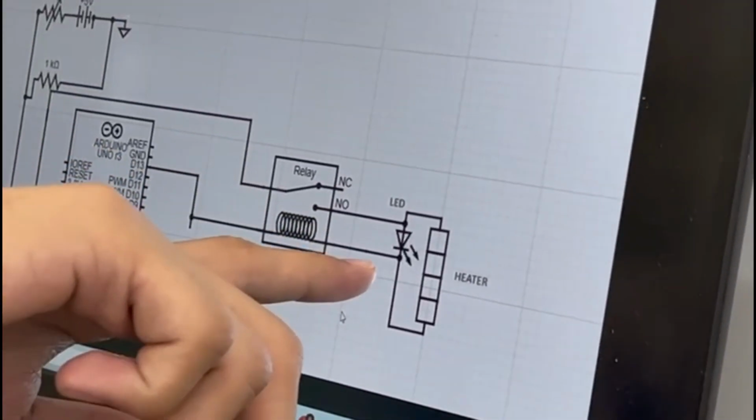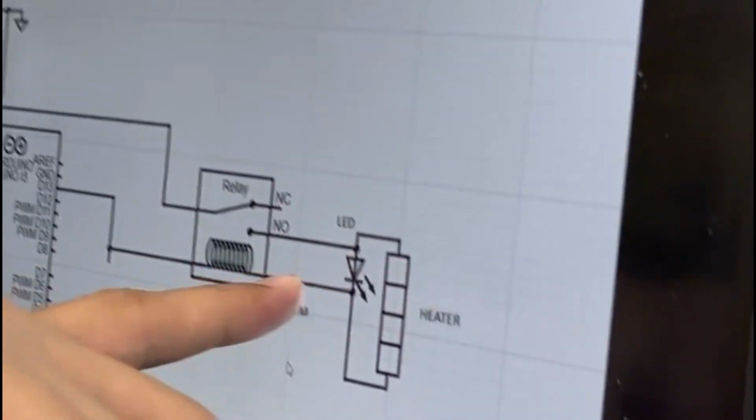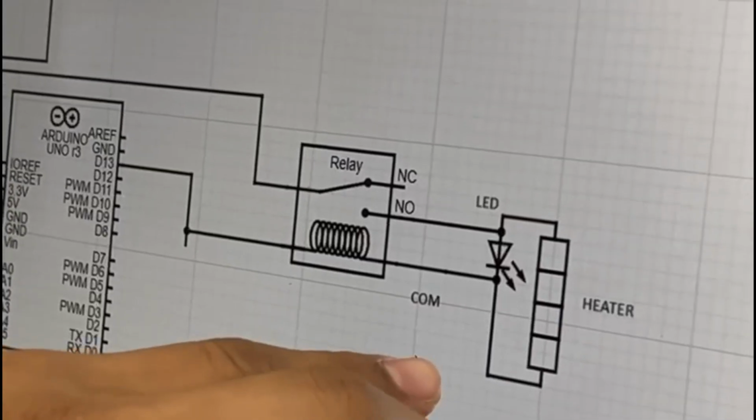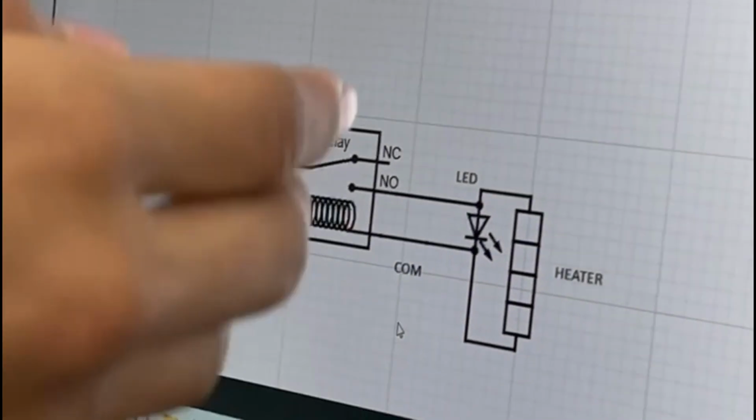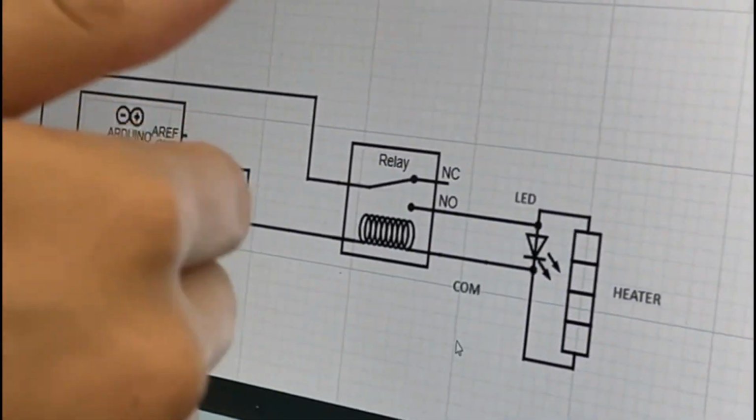The NO and COM are directly connected, give the output, and are directly connected in parallel to the LED and the heater. The LED is put in parallel to the heater in order to show the state of the heater. That is, when the heater turns on, the LED turns on, and when the heater turns off, the LED turns off.